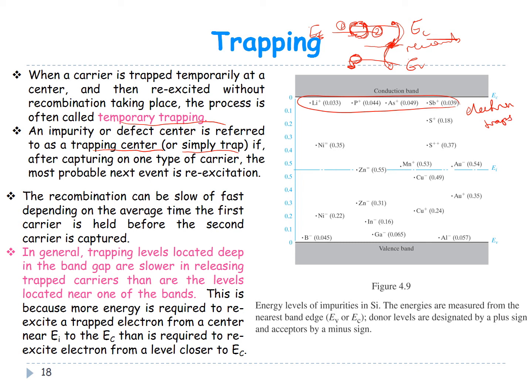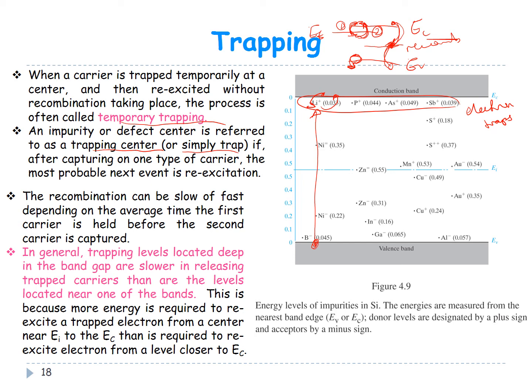Why? Because it requires less energy. So if an electron falls to this state, it's much easier to re-excite it because you need less energy to re-excite the electron than after capturing an electron, when you require a lot of energy to capture a hole. In that case, it's the trap.